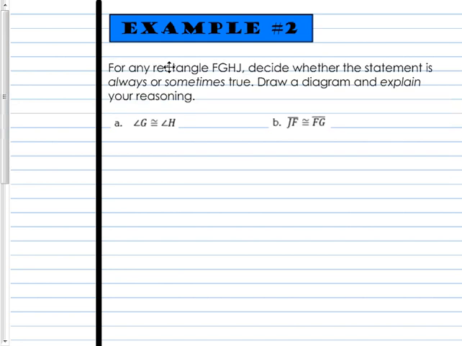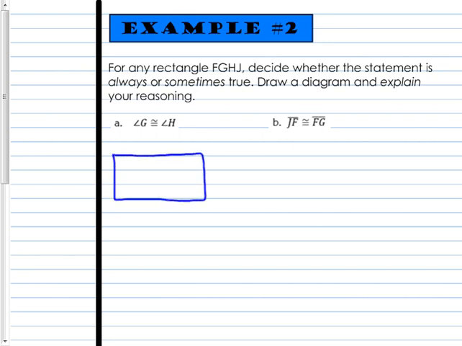Okay, example number two. Let's do a couple of problems. For any rectangle FGHJ, decide whether the statement is always or sometimes true. Draw a diagram and explain your reasoning. So the first thing we need to do is draw the diagram of the rectangle.